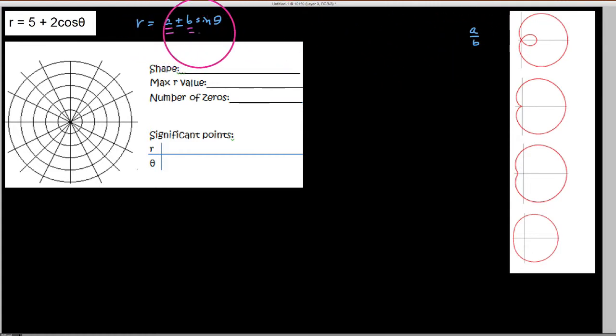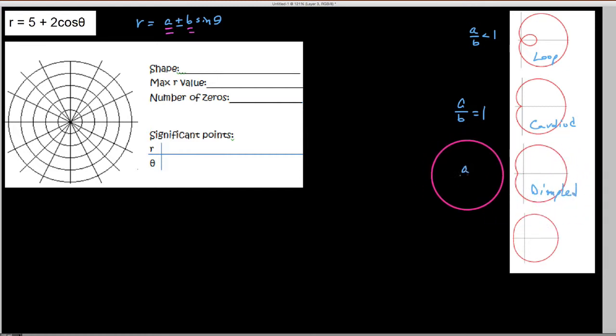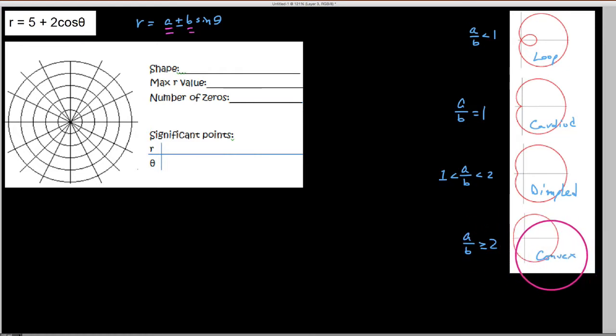So when we look at our a and b ratio here, we say if a to b ratio is less than 1, then what we get here is this looped thing, okay? If a over b is equal to 1, then we end up with this heart-shaped thing. We refer to this as a cardioid. Moving down the line, dimpled would be this one right here, and this is true if our a over b ratio is between 1 and 2, excluding those values. And then last but not least, if a over b is at least equal to 2, then we get a convex limacon here.